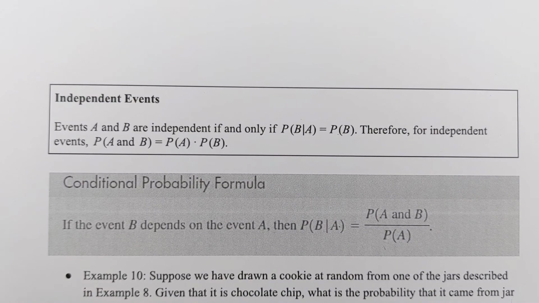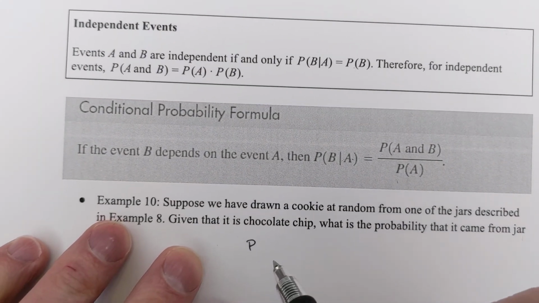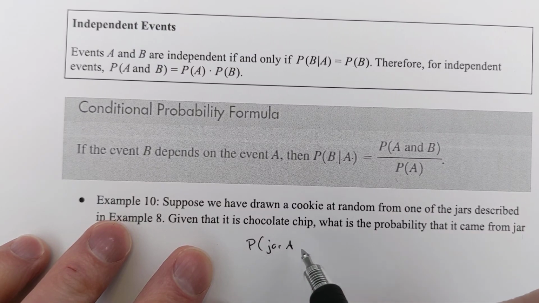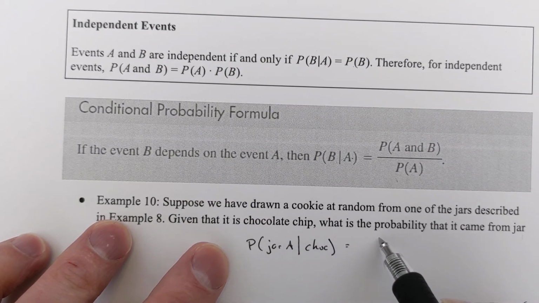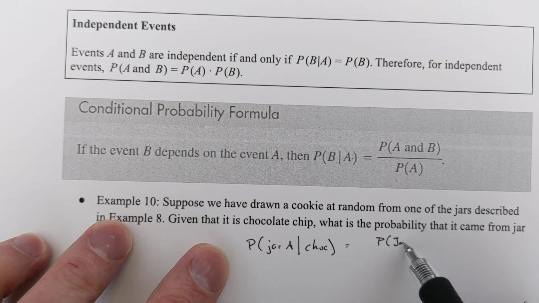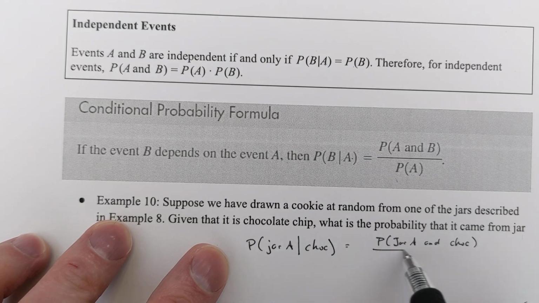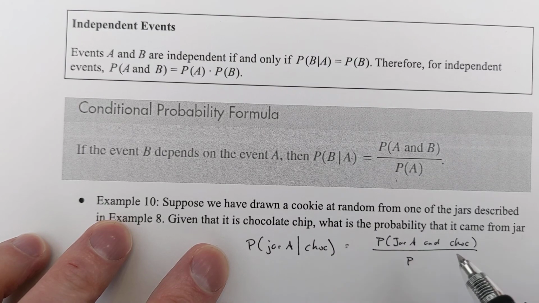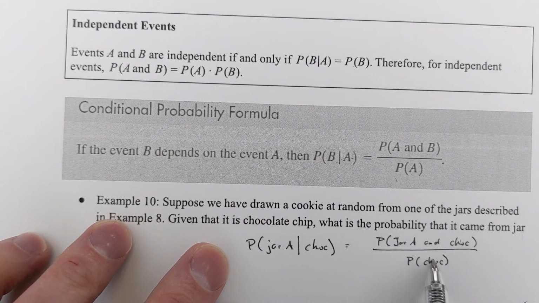Okay, so example 10. Suppose we have drawn a chocolate chip cookie at random from one of the jars described in example 8. Given this chocolate chip, what's the probability that it came from jar A? So that's the probability that it came from jar A, given that we know it is a chocolate chip cookie. So on top, the probability that it is jar A and chocolate chip, divided by the probability of chocolate chip. Now notice that these are the same.